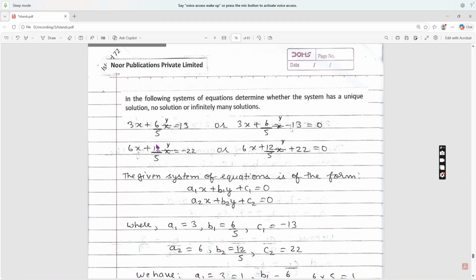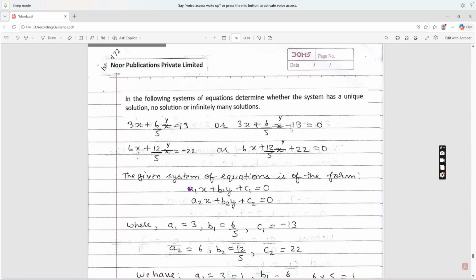So here we can see it is 3x plus 6y upon 5 is equal to 13, and 6x plus 12y upon 5 is equal to minus 22. So here we can write 3x plus 6y upon 5 minus 13, because plus 13 is there on the RHS. We have to shuffle the C from the RHS to the LHS as our standard equation. And here this minus 22 is going to be shuffled from RHS to LHS. So it will become plus 22.